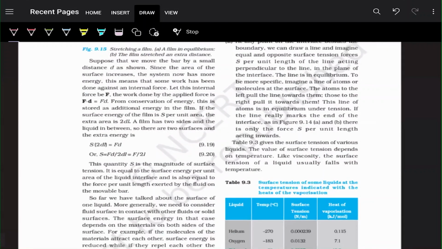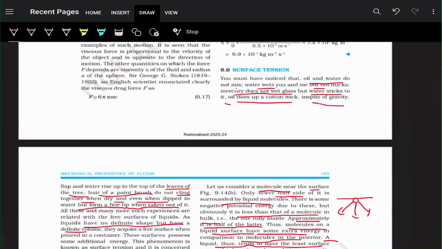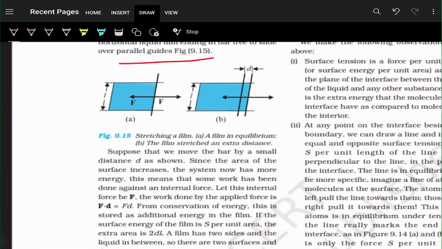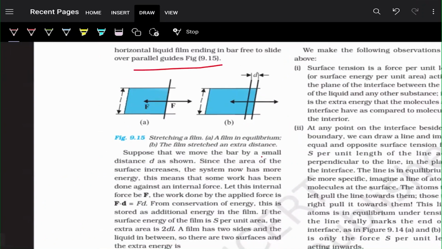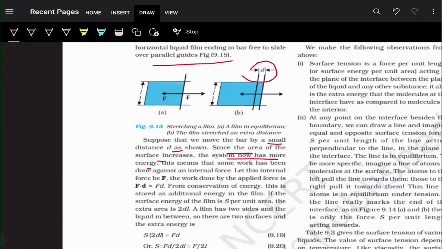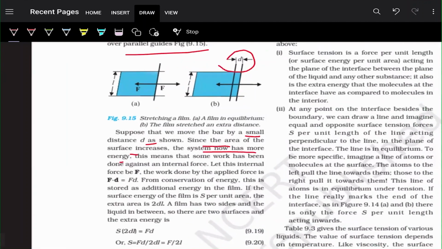We suppose that we move the bar by a small distance d as shown. Since the area of the surface increases, when we move the bar by a very small distance d, the surface area increases, and the system now has more energy. The surface energy increases. This means that some work has been done against an internal force.